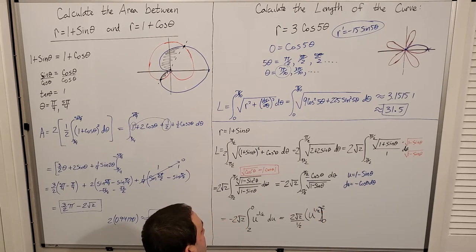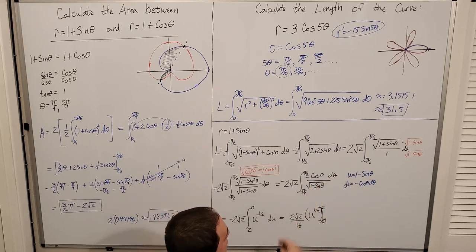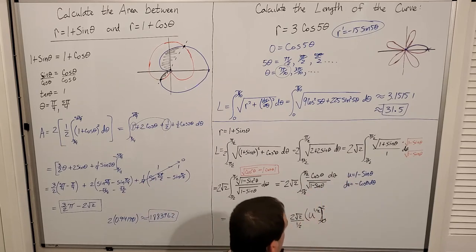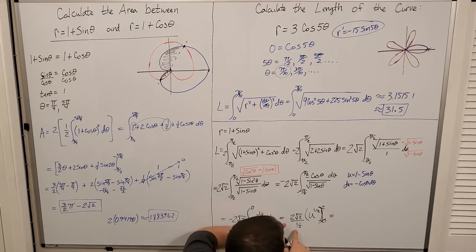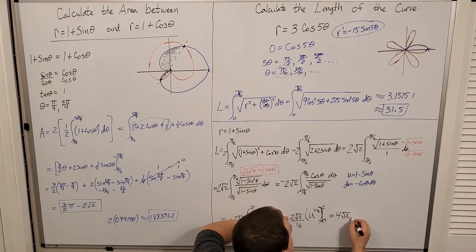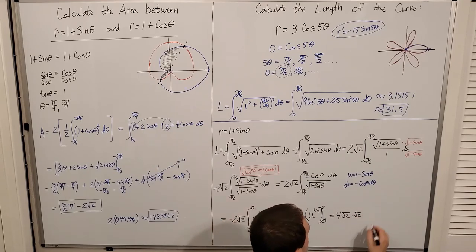0, 2. When I plug in 0, u is gone. When I plug in 2, I have the square root of 2. So look, 2 divided by a half is 4. And then I have square root of 2 times square root of 2 for a grand total of 8.